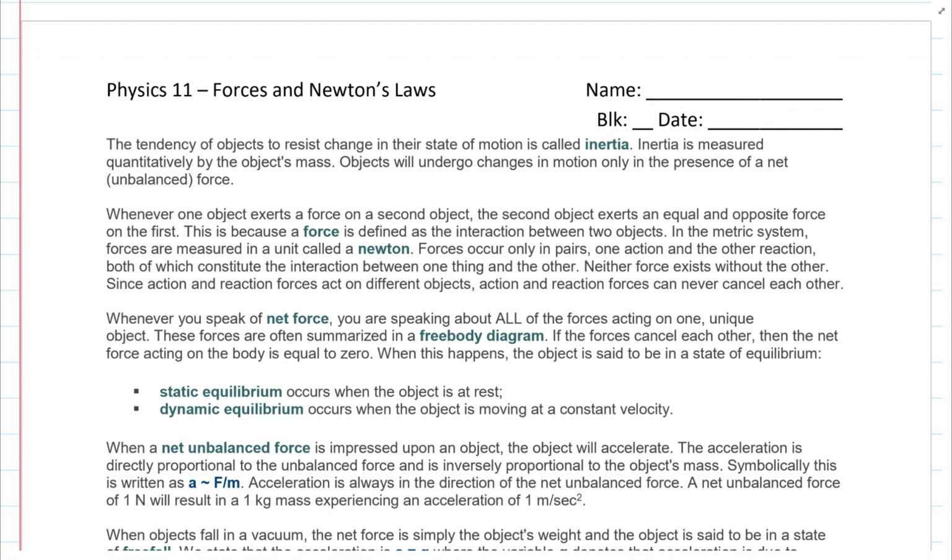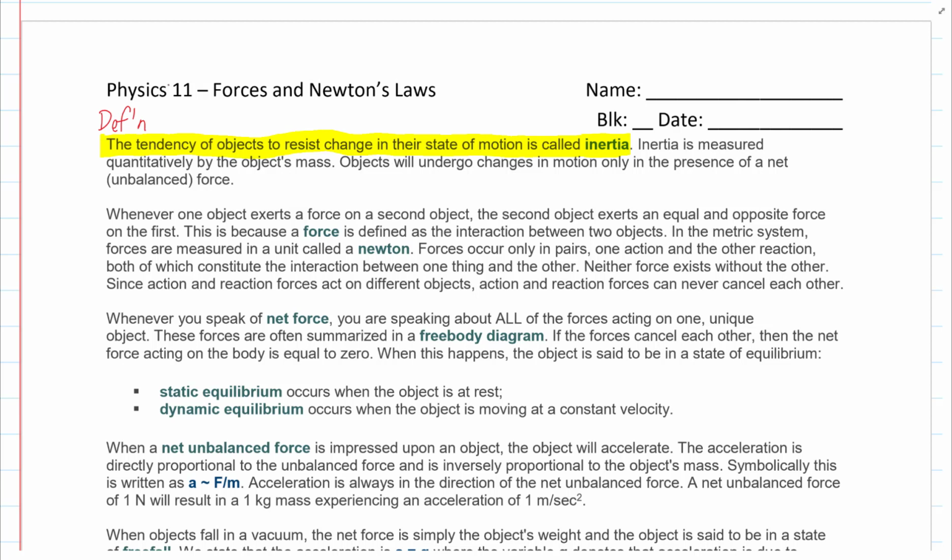Whenever we start a new chapter, and especially a whole new topic, we need to learn some terminology so that we can talk about it. So here comes the highlighter. The tendency of objects to resist their state of motion is called inertia. That is actually a definition. That whole line is the definition. Start off with a nice definition. The definition of inertia: the tendency of objects to resist changes in their state of motion. Inertia is measured quantitatively by the object's mass.